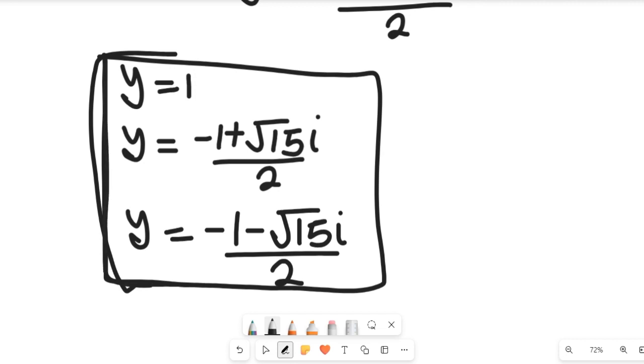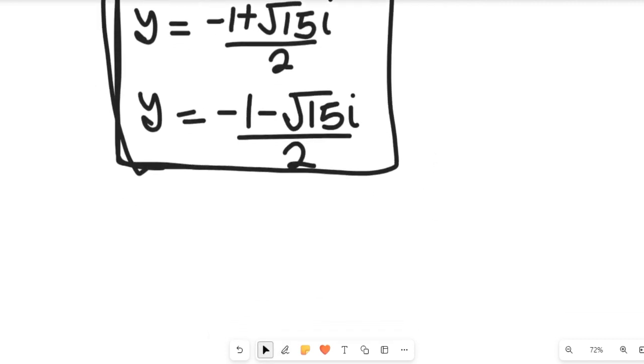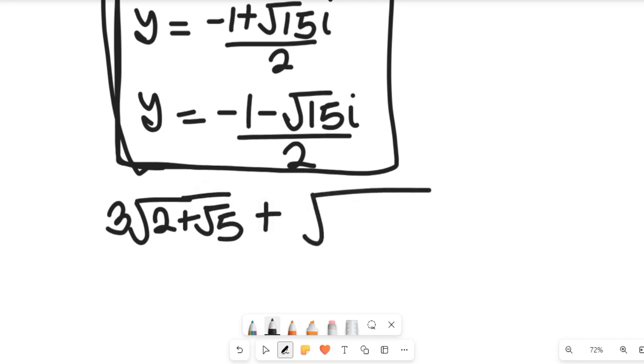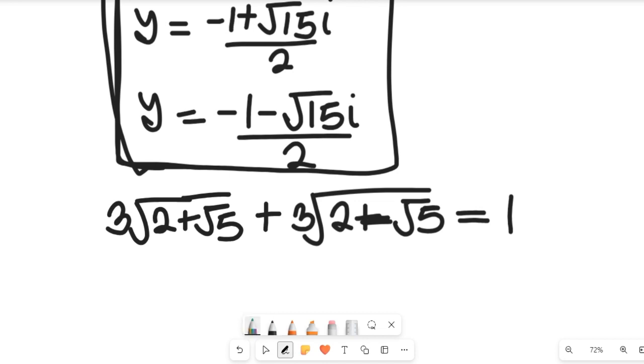So you see, if we add those two radicals, we are going to have this solution. The sum of those two radicals, which is the cube root of 2 plus the square root of 5, plus the cube root of 2 minus the square root of 5, is simply equal to 1, which is the only real solution to that expression.